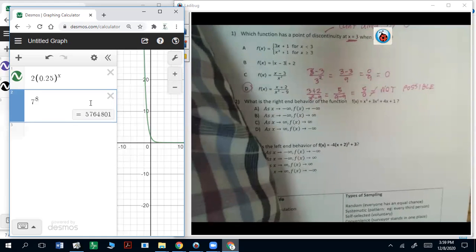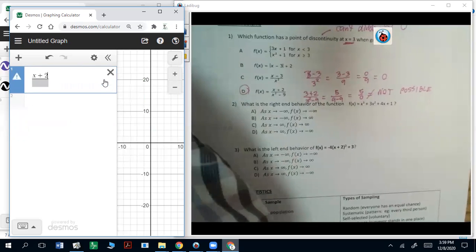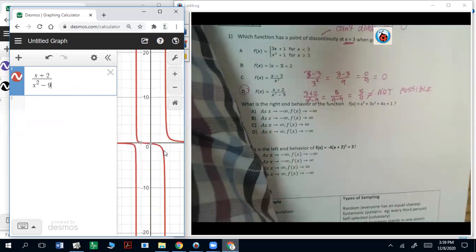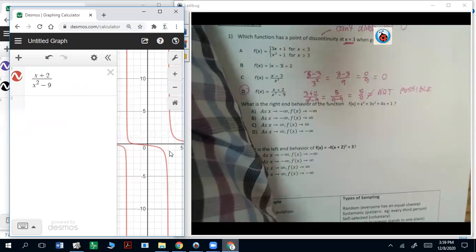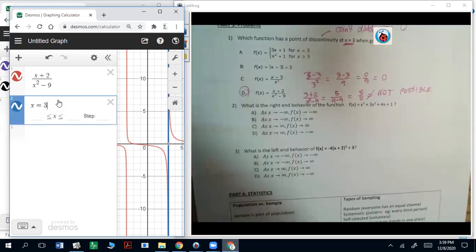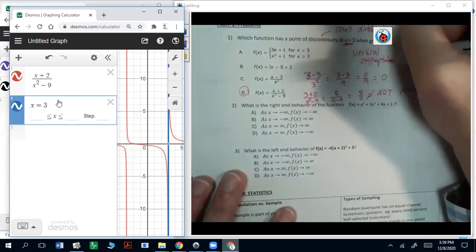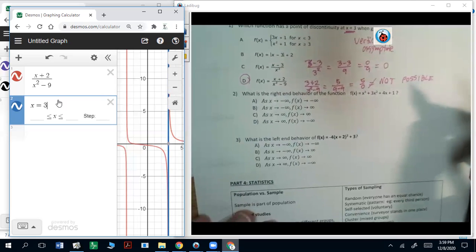So if you graph that, it'll look like an asymptote. It'll be x plus 2 over x squared minus 9. And you can see right there, it's got 2 points of discontinuity, but right at 3, it's not going to show you any values there, right? X equals 3 is a vertical asymptote. So you can't divide by 0 on the bottom. That's going to be your answer.